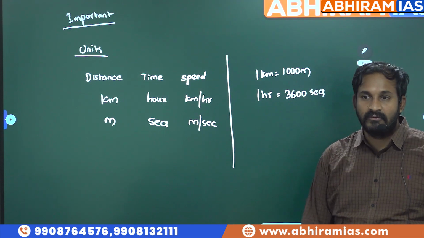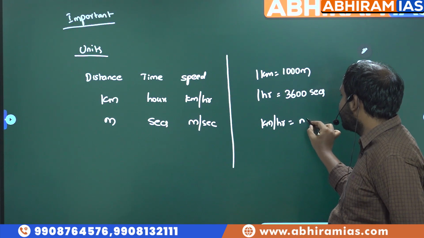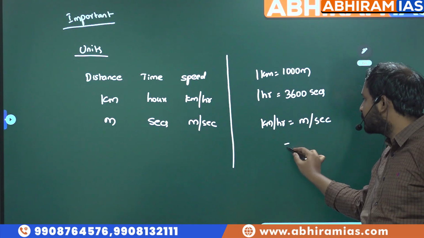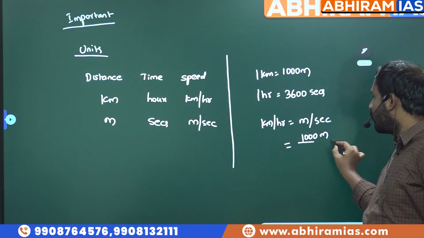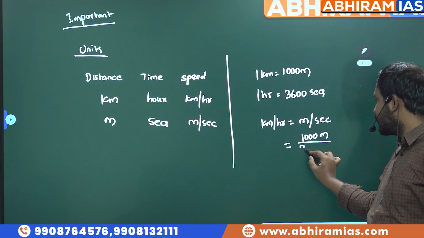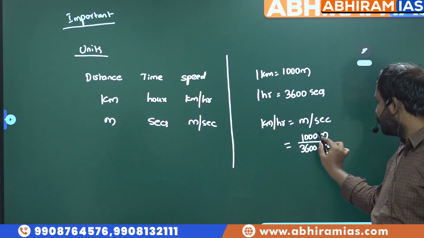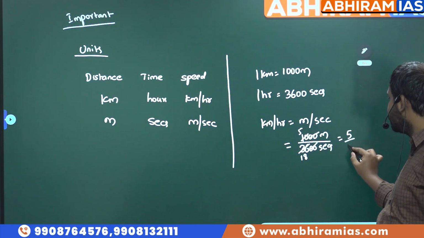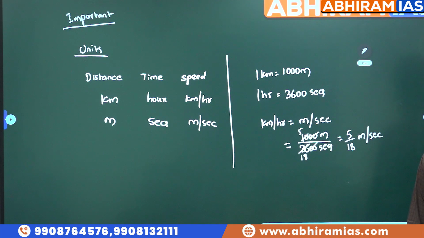Now, when I want to convert kilometer per hour to meters per second, what can I do? 1 kilometer is equal to 1000 meters. 1 hour is equal to 3600 seconds. So when we cancel it, it becomes 5 by 18 meters per second.